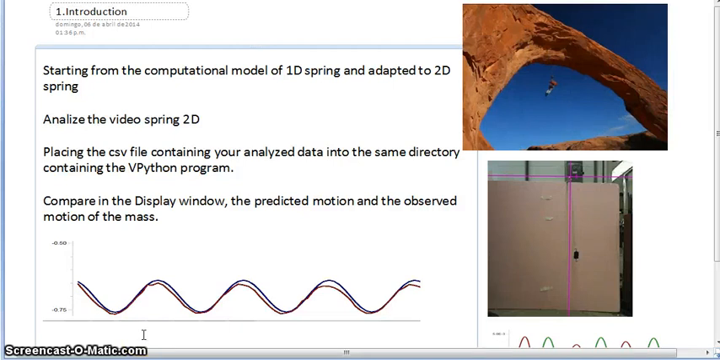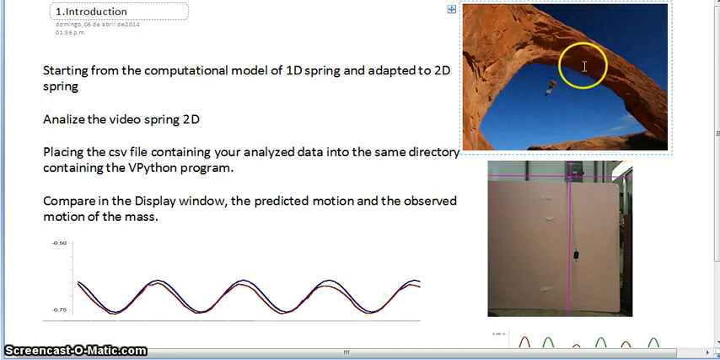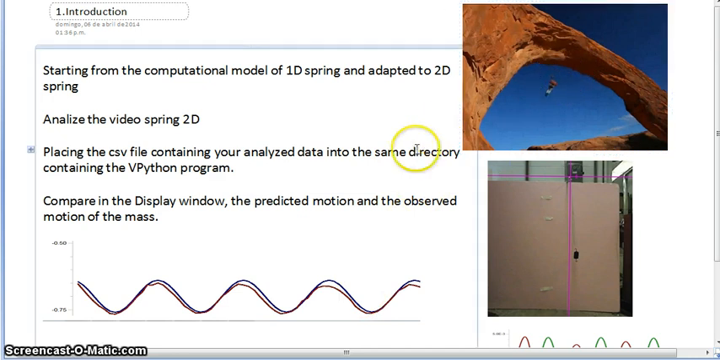This laboratory corresponds to the study of the physics of a string, starting with a string sport which evolved using bungee cord, where people are released and make a specific motion. We started from the computational model of a 1D spring and adapted it to a 2D spring.